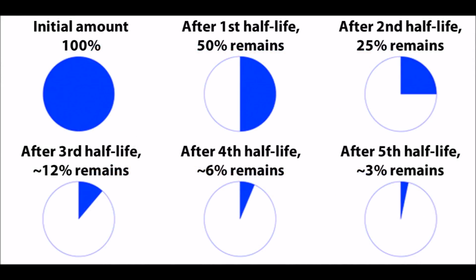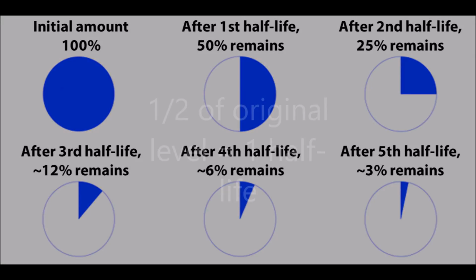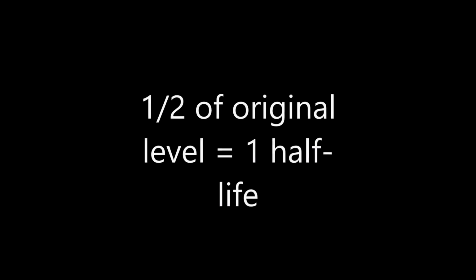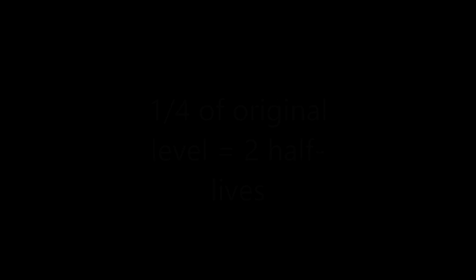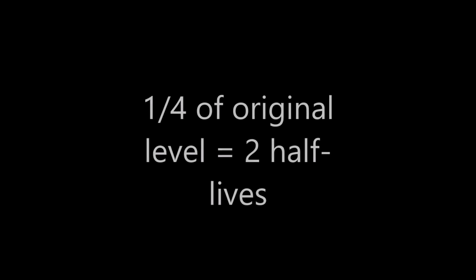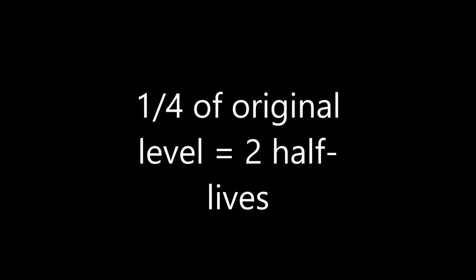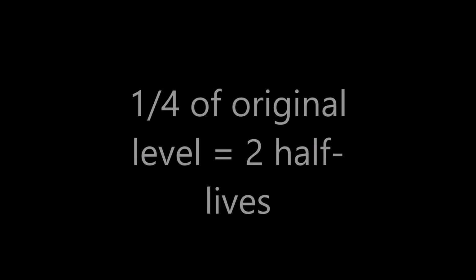A half-life is the amount of time taken for half of the radioactive nuclei in a sample to decay, and is equivalent to the time taken for the radioactivity to drop to half of what it was. When the radioactivity has reached one half of its original level, one half-life has passed. This means that 1/4 of the original level equals 2 half-lives passing.